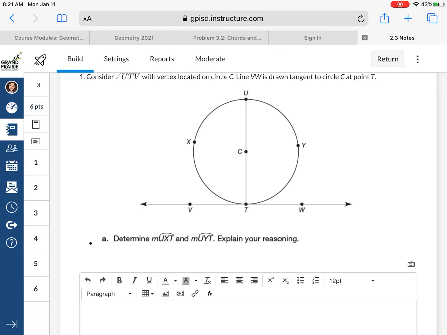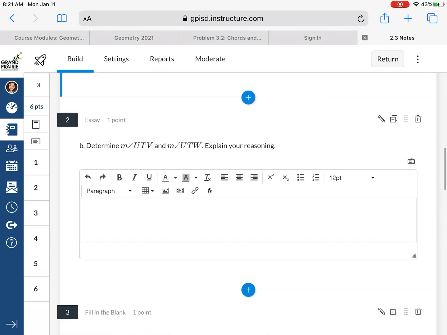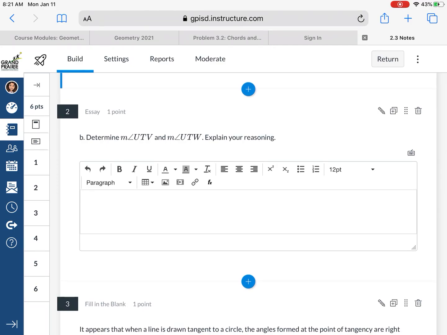So go ahead and type what I just said in your own words. You can go ahead and pause this video. So the measures of these two arcs, UXT and UYT, they both measure 180 degrees. All right. Let's go ahead and move on to question 2. It tells us to determine now these angles, angle UTV and UTW. So what would be the measures of those angles?